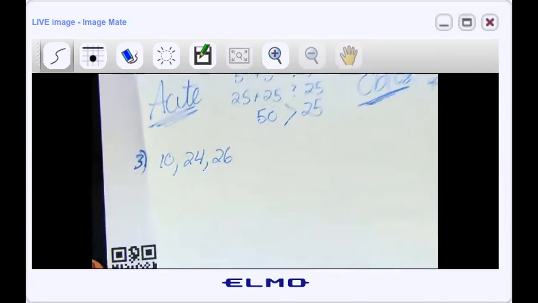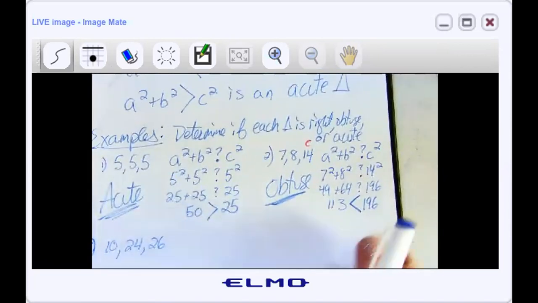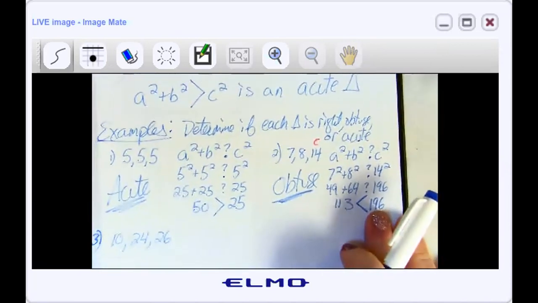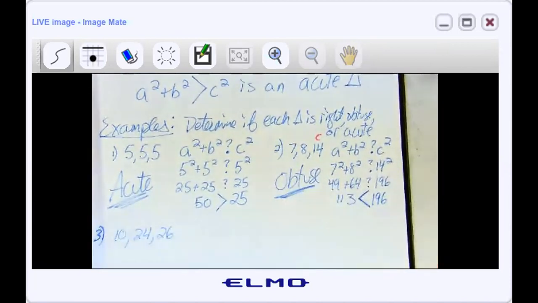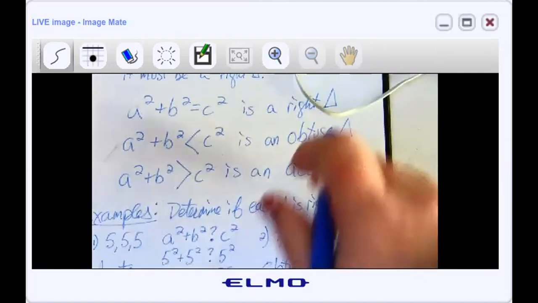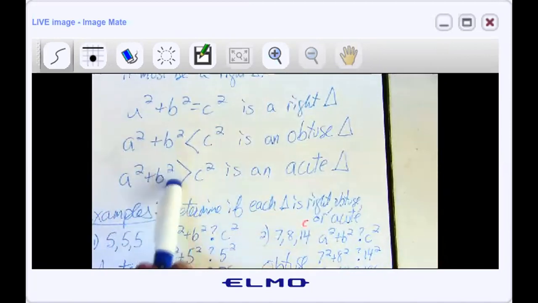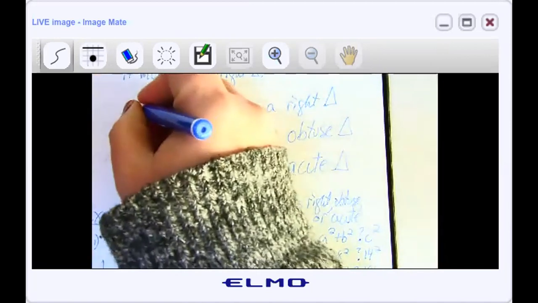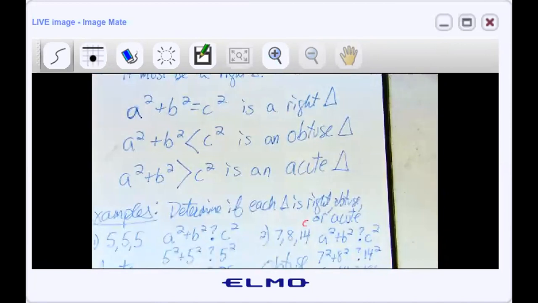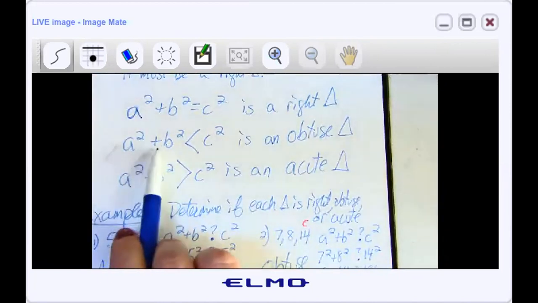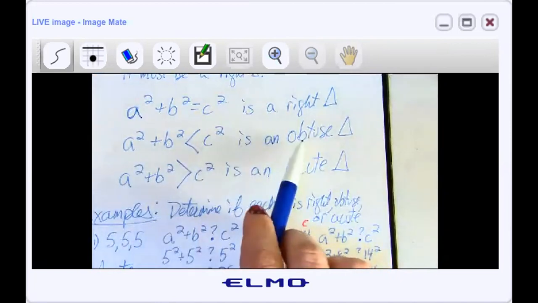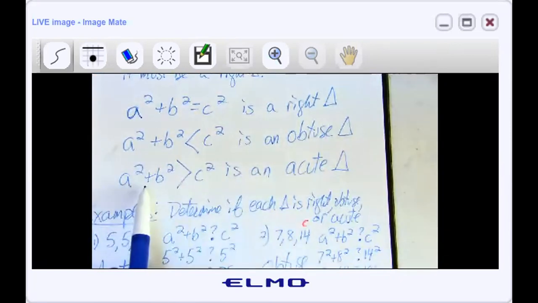So remember what I'm looking for. I'm looking for, is your triangle going to be right, obtuse, or acute? So you're using the Pythagorean theorem to determine it. So you're going to plug your numbers in and see which of these three scenarios comes out. You're always going to get one of the three. So if it's equal, it's right. If this side is less than this side, then you know you have obtuse. And if it's the other way around, if this side is greater, you're going to get acute.